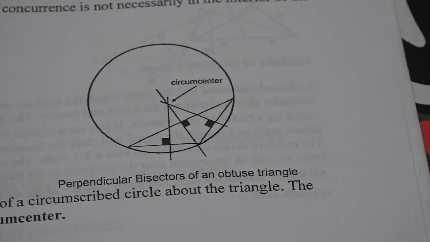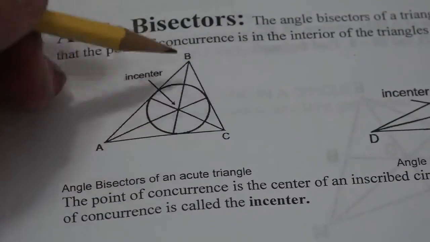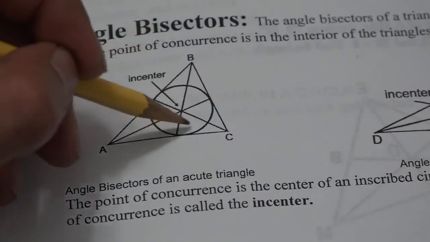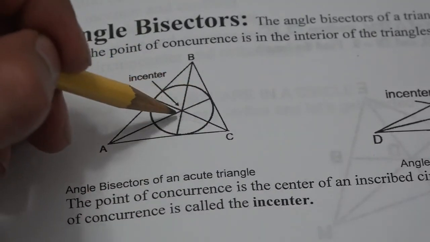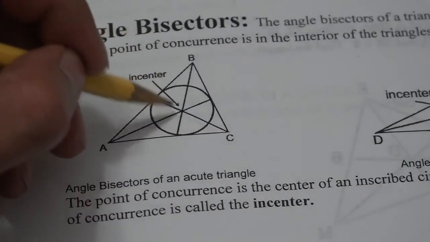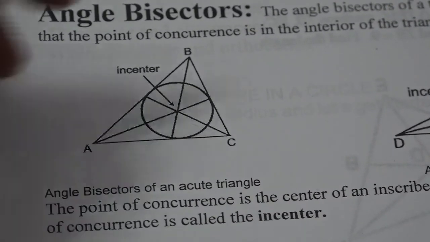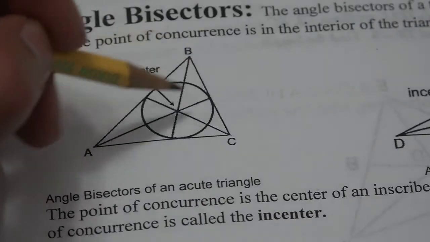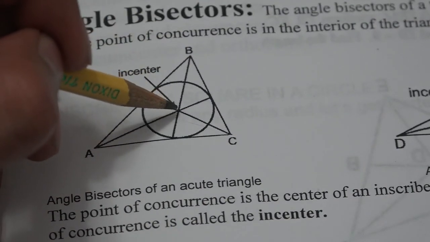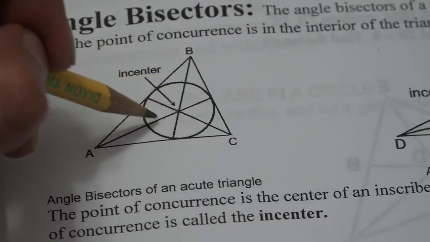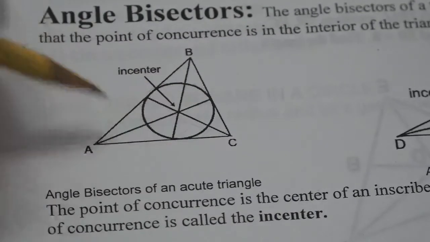Okay then. Now let's go with the angle bisectors. Look at the angle bisectors. So you already learned how to create your angle bisectors, and when you look at all three angle bisectors, the point of concurrency is called the in-center. Okay, in-center. And why is it called the in-center? Well, it is the center of a circle that will fit perfectly inside the triangle.